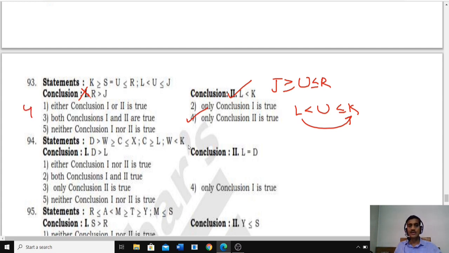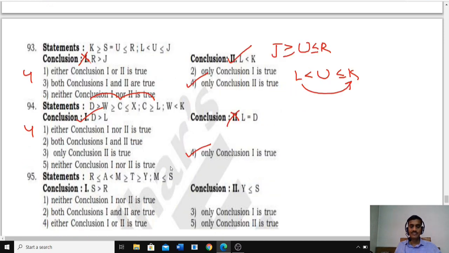93 choice 4. Now 94, the relation between D and L. D to C, C to L. D greater than C, C greater than L, D greater than L is 2. Now L and D. L is here, D is here. Again between D to C, C to L. D is greater than L, but 'D equals to L' is false. Only 1 is true. Choice 4, 94.